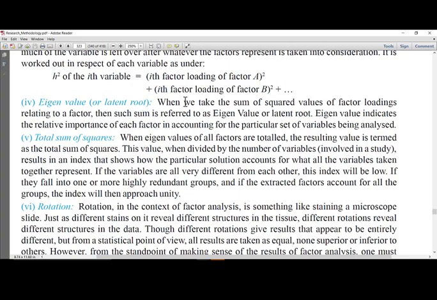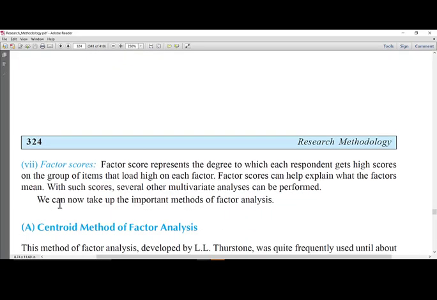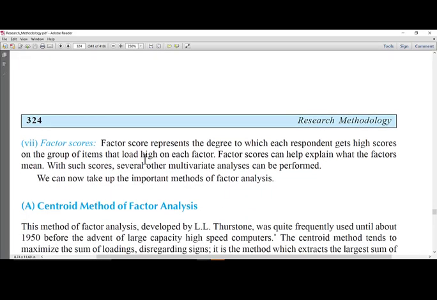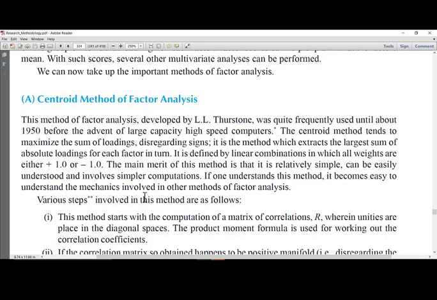Then there is eigenvalue, also called latent root. When we take the sum of squared values of factor loadings relating to a factor, such a sum is referred to as eigenvalue or latent root. Eigenvalue indicates the relative importance of each factor in accounting for the particular set of variables being analyzed. Then we have total sum of squares, and we have rotation, and we have factor scores. All these can be understood by means of examples.